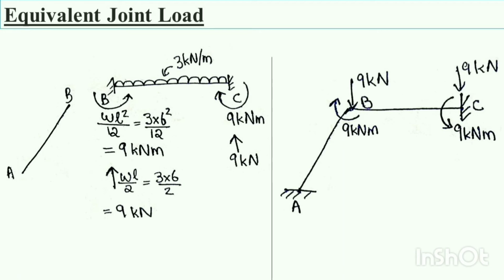Now finding the equivalent joint load, as you can see in the figure, at A there is no load, at B 9 kilonewton downwards, that is opposite to the reaction, and 9 kilonewton meter in clockwise direction, and at C there is again 9 kilonewton downwards and 9 kilonewton meter in anti-clockwise direction.